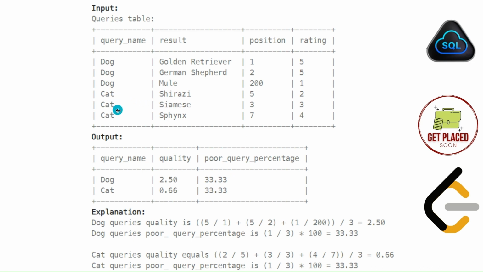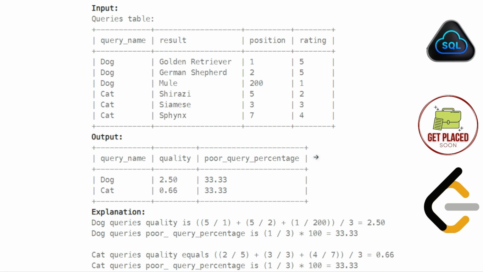Now let's find out for cat. You can see the rating is 2, which is less than 3. 3 is equal to 3, so this does not come under a poor rating, and 4 is greater than 3, so this also doesn't come under a poor rating. Only 2 is less than 3. So 1 out of 3 again. So 1 divided by 3 times 100 gives 33.33 percent.